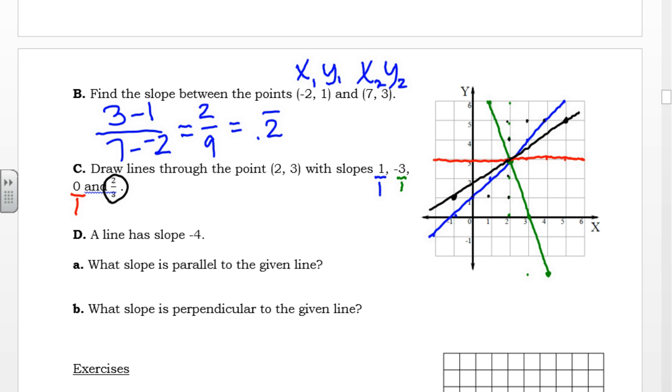Final example, letter D says a line has slope of -4. What slope is parallel to the given line? Two lines are parallel if they have the same slope, so parallel, just same exact answer, -4. What slope is perpendicular to the negative line? We need to change signs, so it'll be a positive number, and then we reciprocate it, meaning we make it a fraction and flip it over. So we could say positive 1/4, or we could give the decimal answer 0.25.